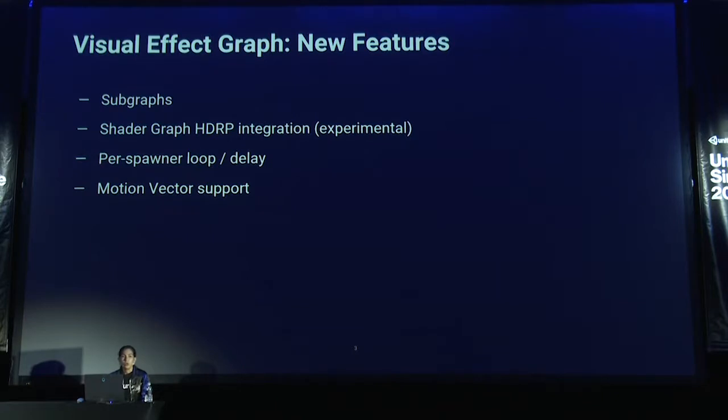We also have a per spawner loop and delay. This was a very requested feature that we heard about. Basically, being able to determine not just "spawn these particles", but being able to tell your visual effect graph how many times to trigger this spawning, whether there's a delay, and different settings for how those are spawned. And then also motion vector support, which gives you a really nice blur effect to things that move very quickly, like sparks or more. And this can be enabled with just simply a checkbox in the visual effect graph.